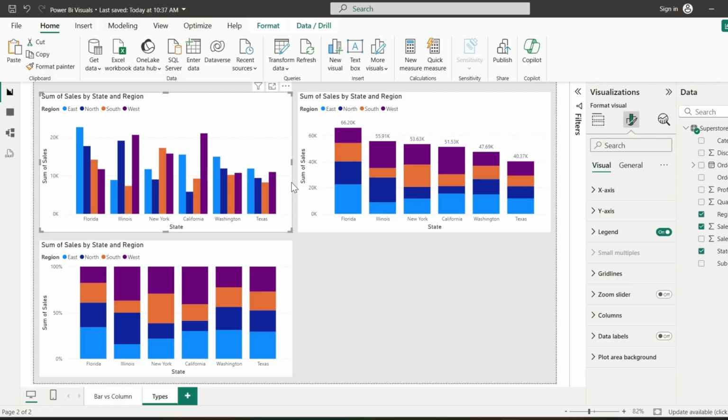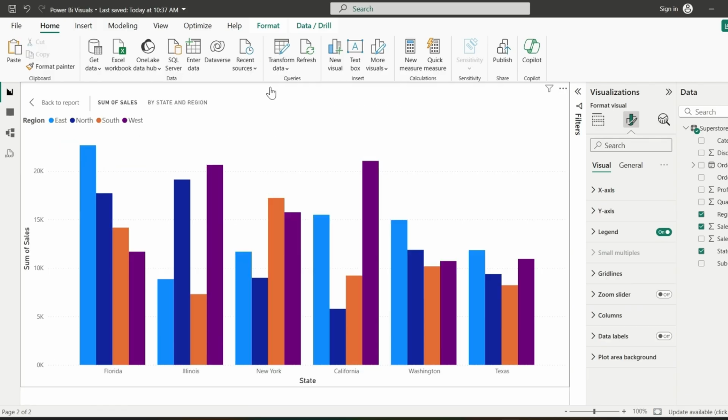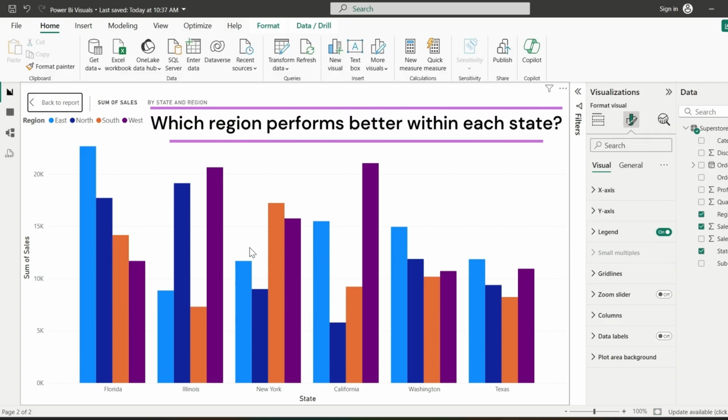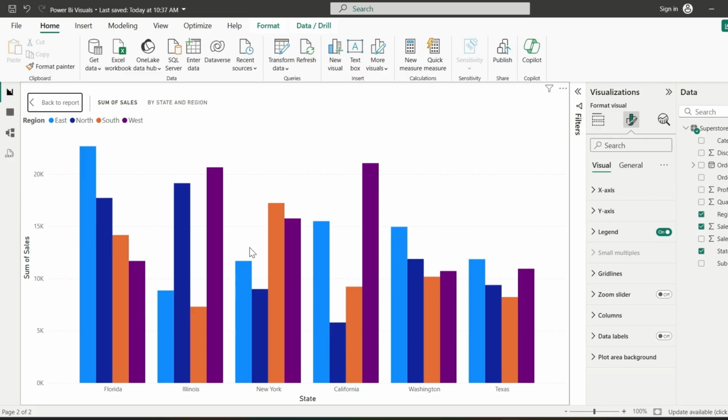Now let us understand them deeply. Let us first understand the clustered column chart. When I go to focus mode, this is our clustered column chart. Let us say management asks which region performs better within each state. Here we will use a clustered column chart because it allows precise comparison. You can easily see which region is highest inside Florida, New York, and also California, etc. Clustered charts are best when our goal is side by side comparison, ranking within the groups, and identifying differences clearly. So this is about the clustered column chart.